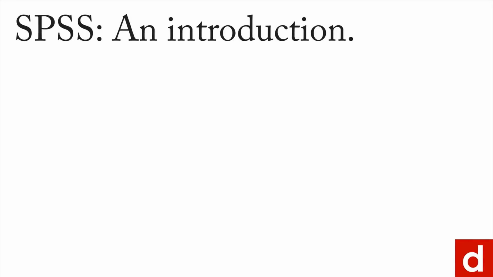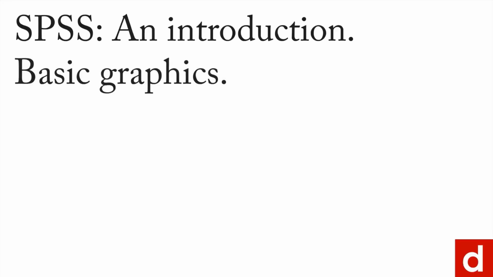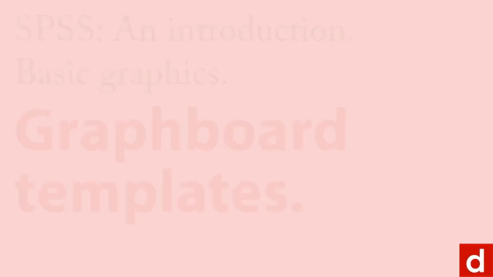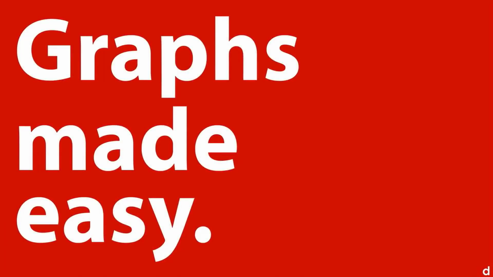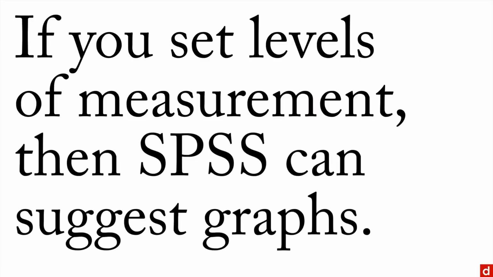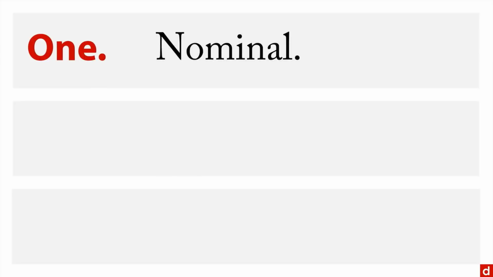Our next step in SPSS and introduction is to look at basic graphics, because those are always a good first step in analysis. And the easiest way to do that in SPSS is with something called Graphboard templates. Really, you can just think of these as graphs made easy. The idea here is that if you set the levels of measurement in SPSS, then SPSS can suggest graphs that would be appropriate for those variables. Now, in terms of level of measurement, remember, SPSS uses three. Number one is nominal for different categories.